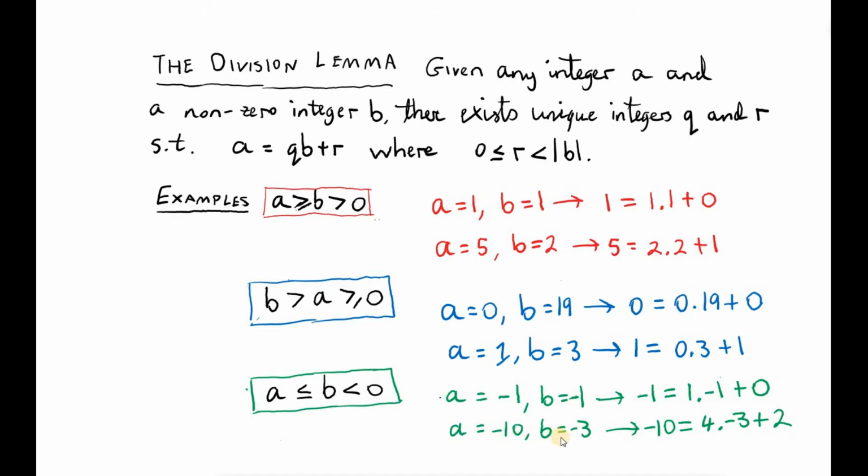Let's take the case where a is minus 10 and b is minus 3. Well then, in order to satisfy the conditions of the lemma, we have to choose q equal to 4. So that means we get a value of r which is 2. And this is unique. There's no other pair that satisfies the conditions. You can see that 2 is a non-negative number and it's less than the magnitude of minus 3.